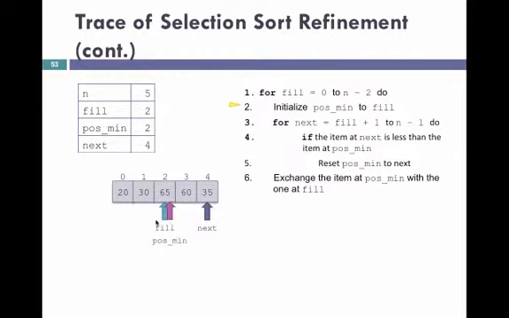Then we start at index 2. When we find a smaller value, we'll keep adjusting posmin until eventually 35 and 65. We'll exchange those. And I will determine that 60 is in its proper place, and we're sorted.